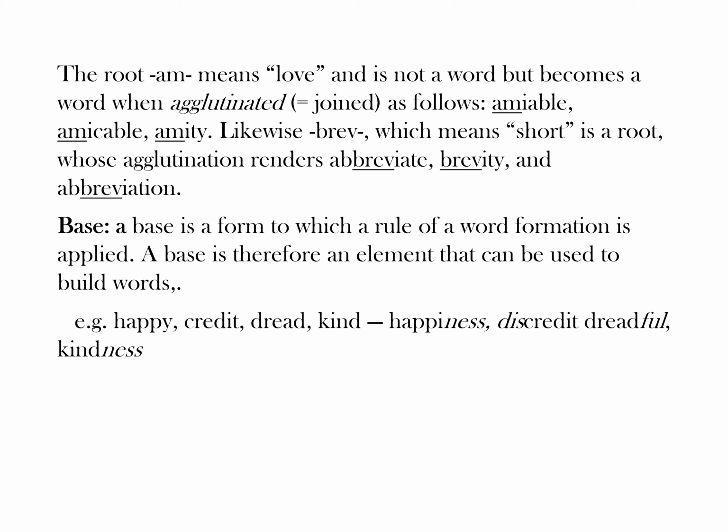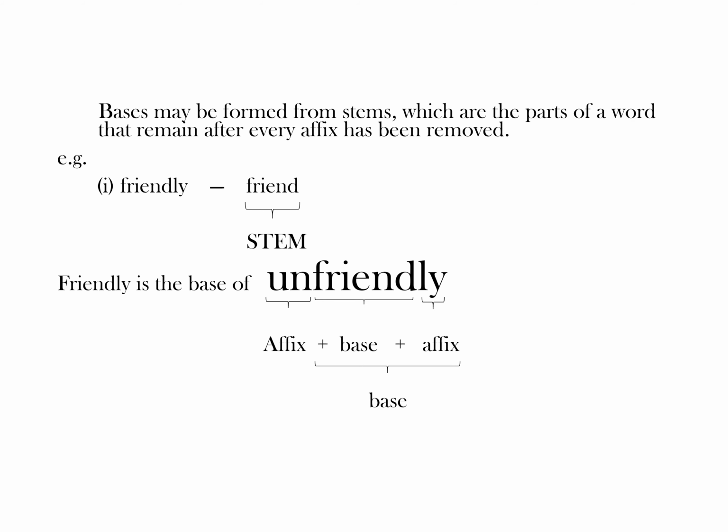Base. A base is a form to which a rule of word formation is applied. A base is therefore an element that can be used to build words. For example, happy, credit, dread, kind becomes happiness, discredit, dreadful, kindness. Bases may be from stems, which are the parts of a word that remain after every affix has been removed.